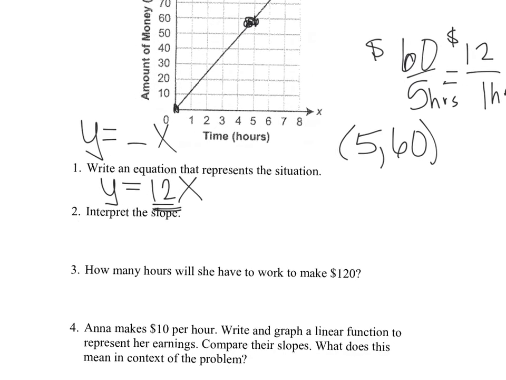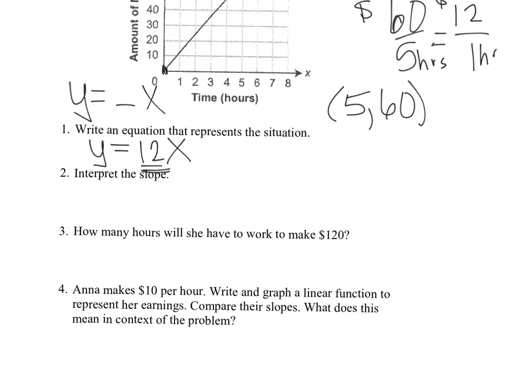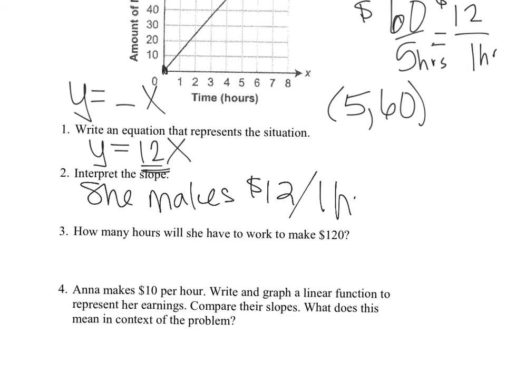So when you interpret your slope, which is 12 to 1, it means she makes $12 per 1 hour. Because your slope is 12 over 1, and what your slope represents is $12 in 1 hour. That is her rate. So how many hours will she have to work to make $120?